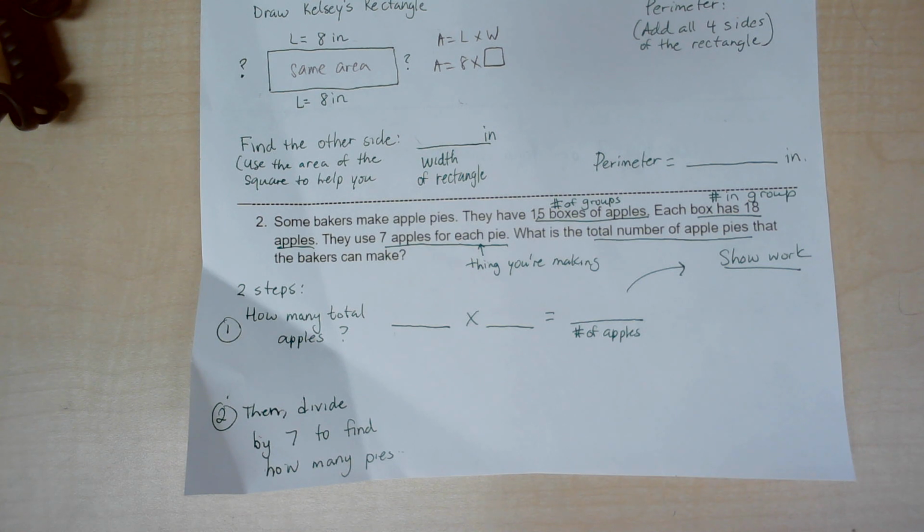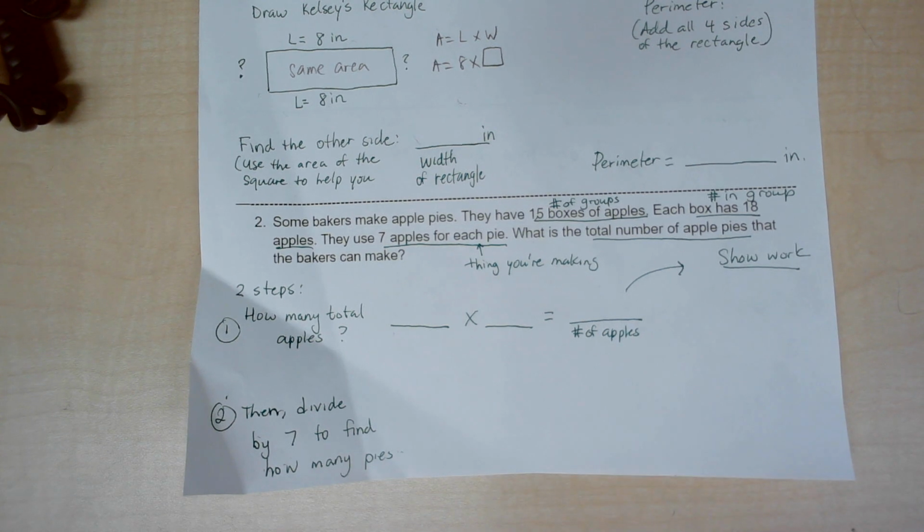First, find the total number of apples. 15 boxes times 18 apples. You got to do the math. Then you get the total number of apples here, but then you're going to divide that number by 7 to find out how many pies. All right, good luck with that one. That's another tricky one. And like I said, stop and take notes. Pause the video so you can underline and take notes.